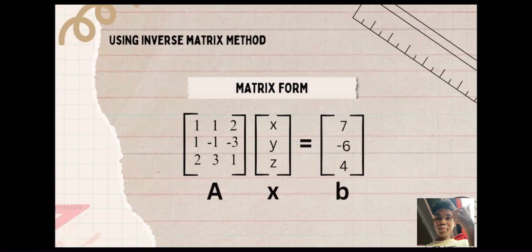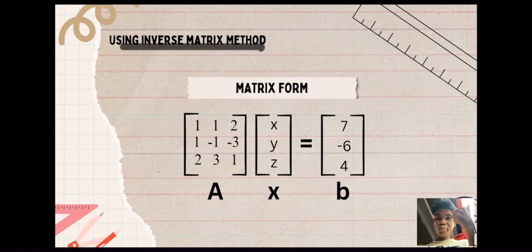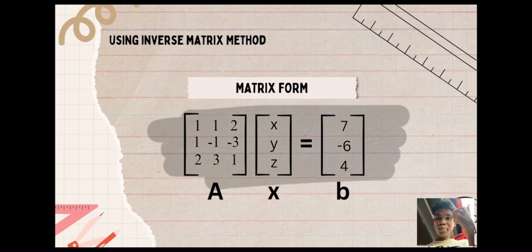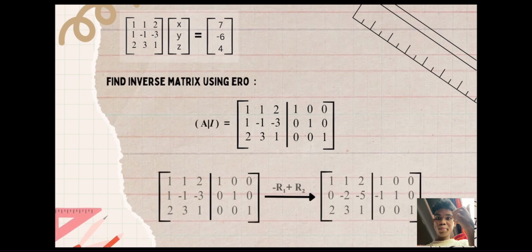So how to solve this question and identify whether it is a unique solution or not? To answer this question, I will use the inverse matrix method. From the linear equations just now, we need to first convert to matrix form, just like in the slide, and label as A, X, and B. Next, to solve using the inverse matrix method, we need to find the inverse matrix of A first.